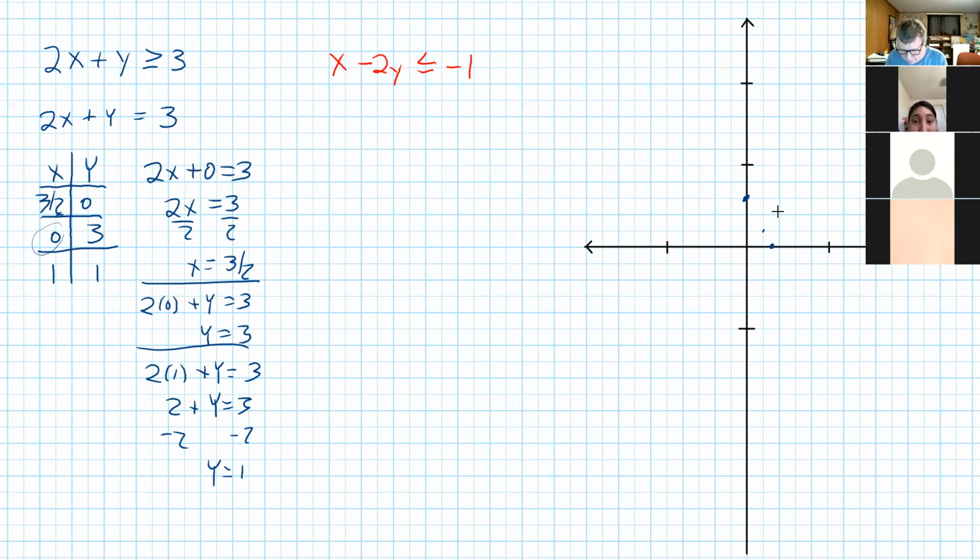Okay, now, before I graph this line though, let's go back and let's look at the actual inequality. It said greater than or equal to. So because it includes equals to, we're going to graph a solid line. Okay, let's see if I can get this lined up here. All right, so there is the graph of 2x plus y equals 3.